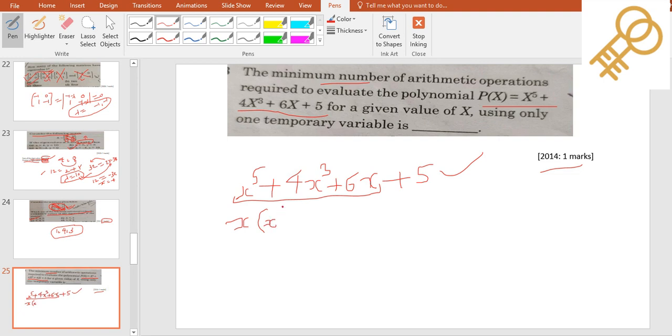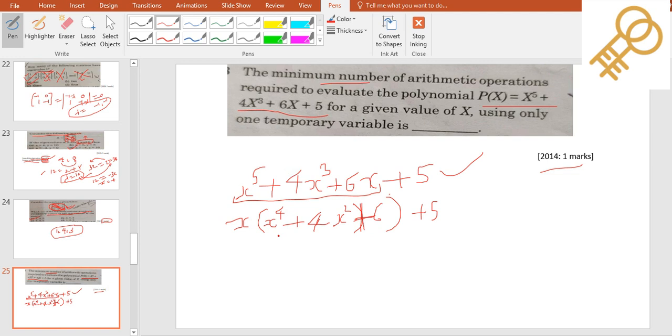Now you'll get x to the power 4 plus 4x square, right? We are taking x common from the 6 also, so here will be 6. Now bracket closed, plus 5.